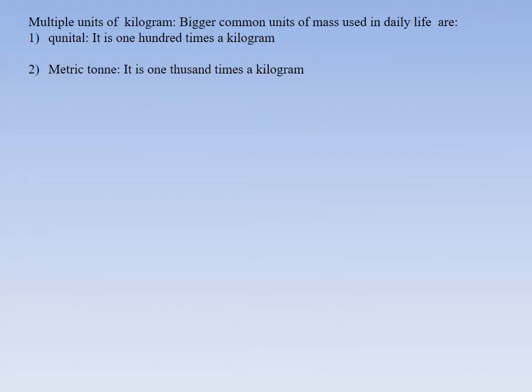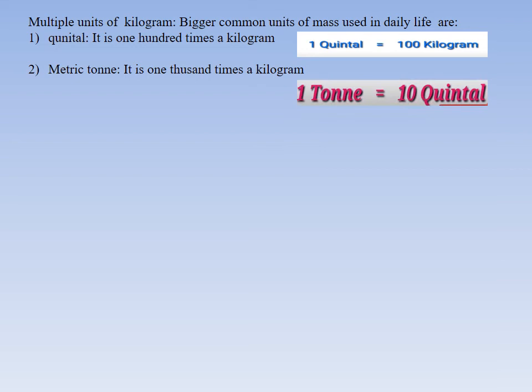Multiple units of kilogram. The bigger common units of mass used in daily life are quintal and metric tons. Quintal is 100 times a kilogram. That is, 1 quintal is 100 kgs. Metric ton is 1000 times a kilogram. 1 metric ton is equal to 1000 kgs, which is equal to 10 quintals.